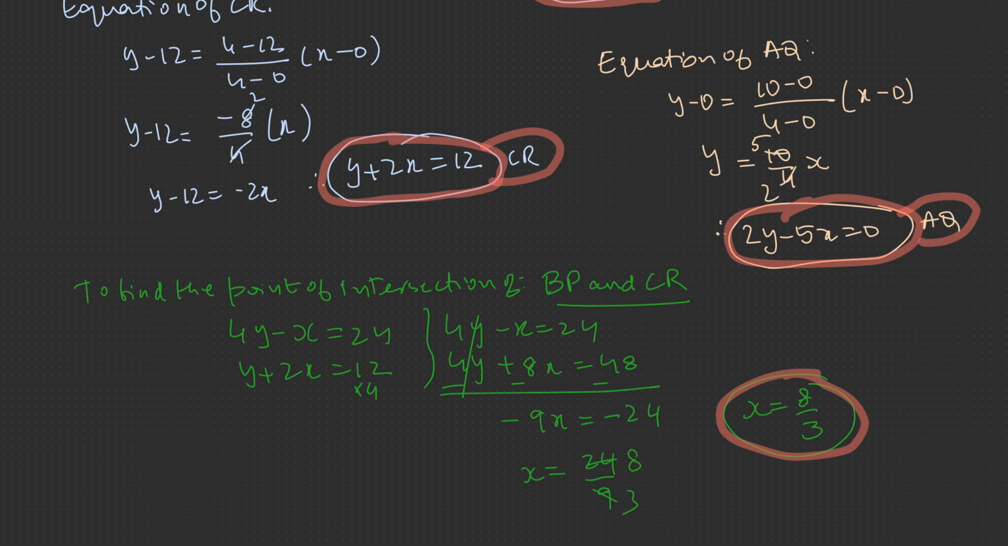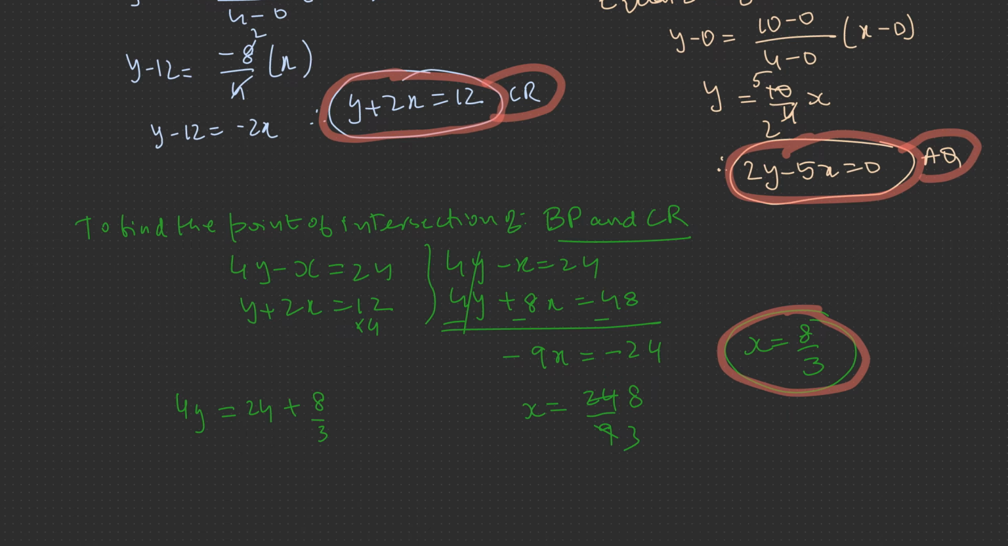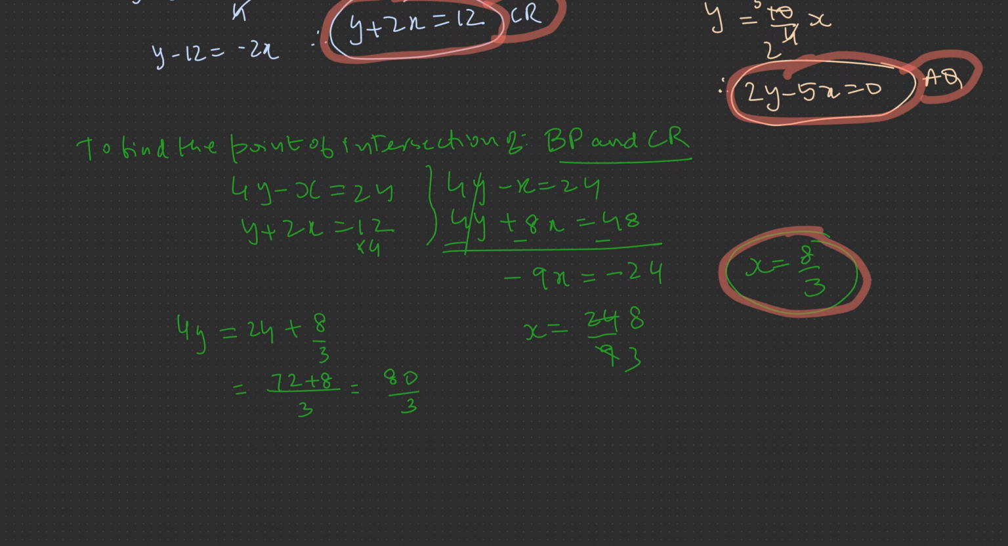So now we need to find the coordinate of y. 4y equals 24 plus 8 over 3. So that is equal to 72 plus 8, that is 80 over 3. So therefore y is 80 over 3 times 4, so that is 20 over 3.